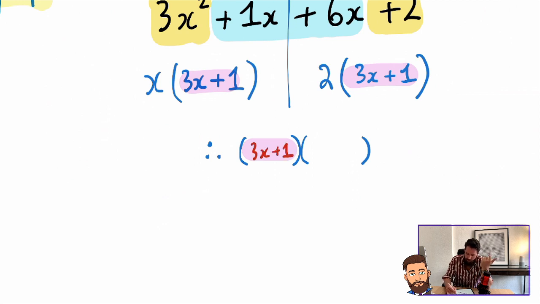What goes in the other bracket? Well, the bit that goes in the other bracket is the leftovers. Yeah, the things that we factored out. Okay, so what did we factor out?